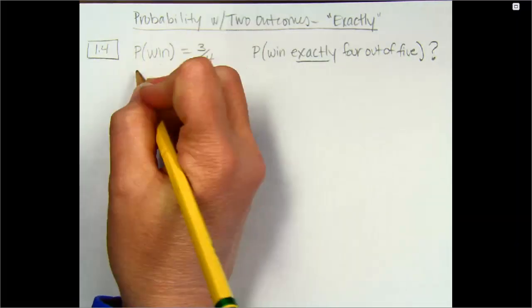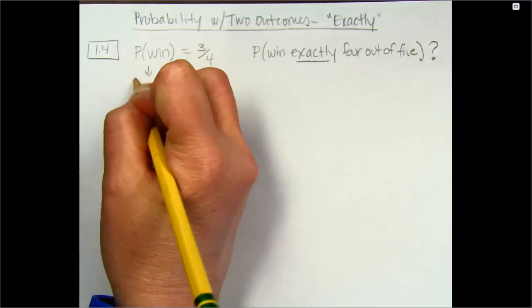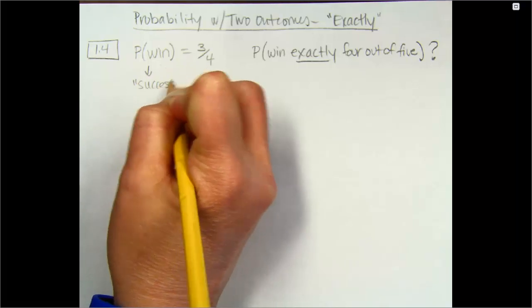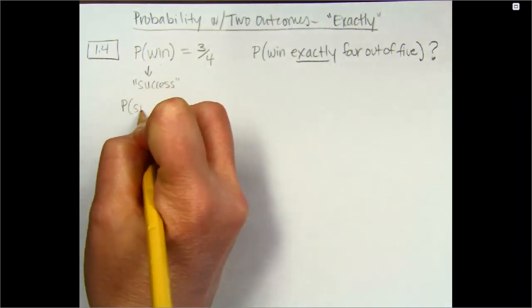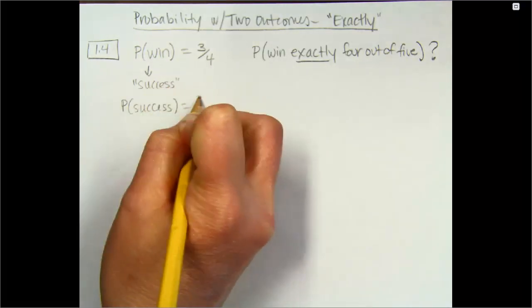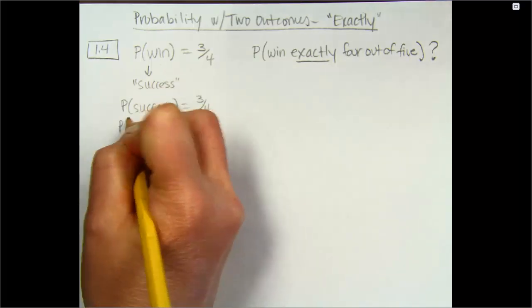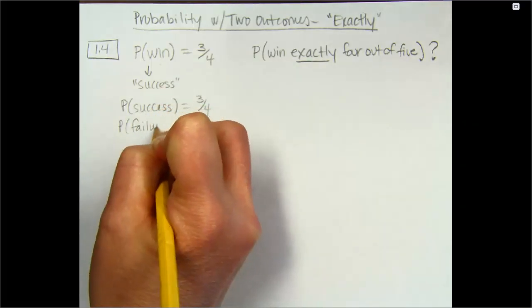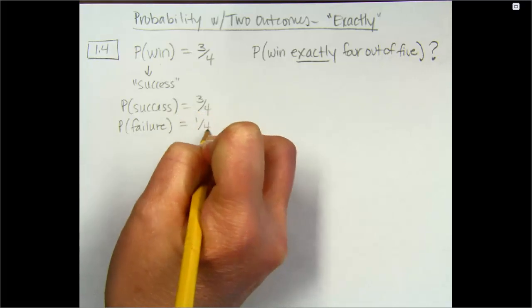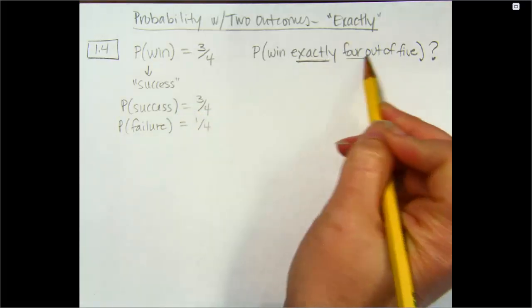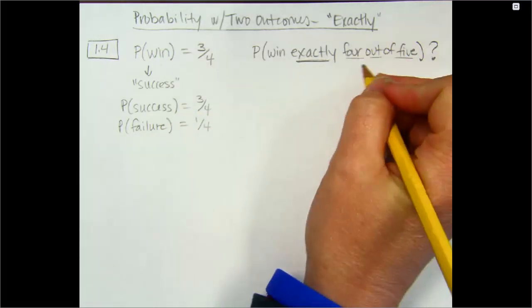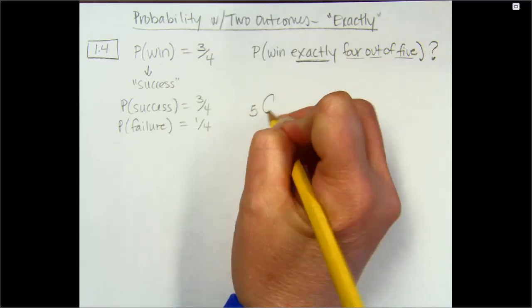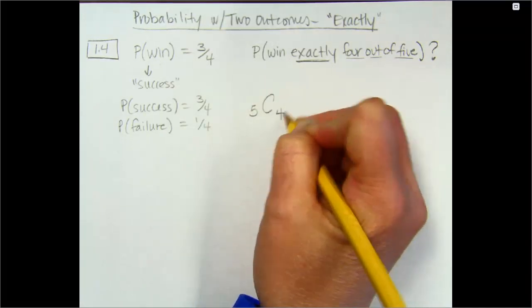So our probability of success then is 3/4, which means our probability of failure is 1/4. Those numbers always add up to 1. And that's our not rule. If I'm not successful, I'm 1 minus success, or failing, 1/4. I want to win exactly 4 out of 5 games. It doesn't matter what order I win them in, so it's a combination, 5 games winning 4.